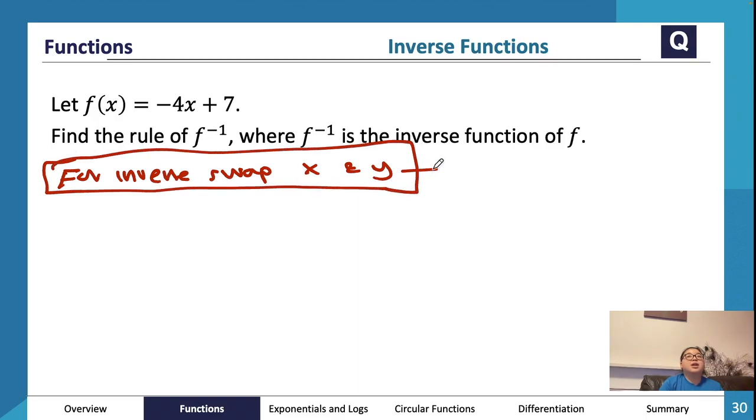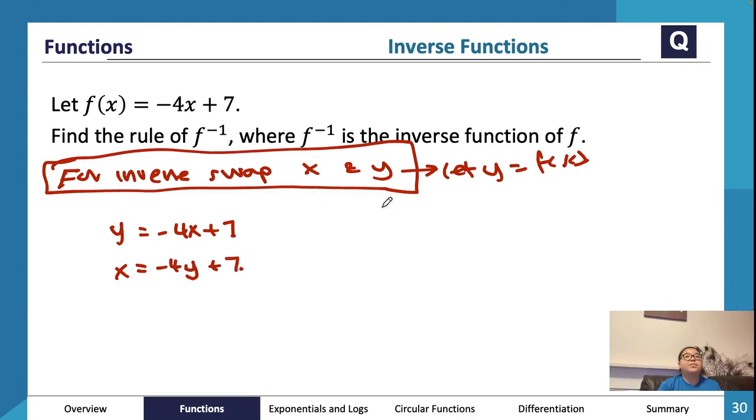Okay, so that is the golden sentence in inverse functions. And in addition to that, you have to let y equal f of x, because nobody knows what y is. This is f of x. Those are the two things you must write at the start. It's often given a mark in methods papers, and if you don't write it, VCAA will be very unhappy with you, because they'll say that you've pulled your swapping of x and y out of nowhere. So that's exactly what we're going to do here. We're going to say y equals negative 4x plus 7, and then x equals negative 4y plus 7. Amazing.